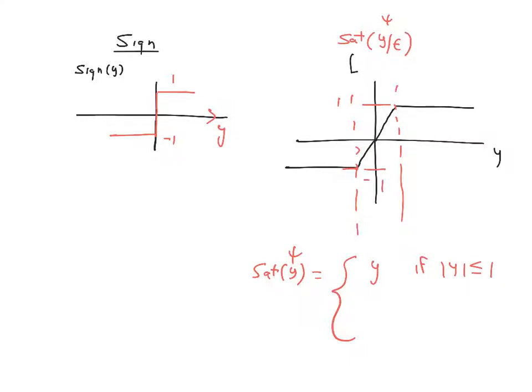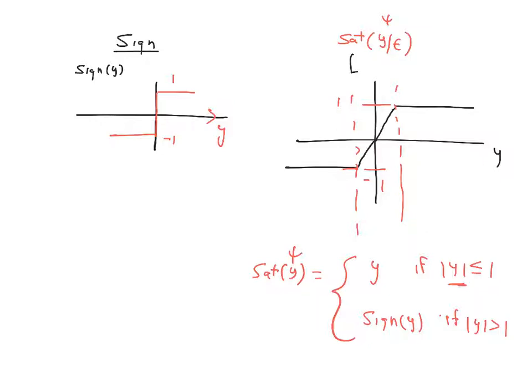So if your values of y are between +1 and -1, the slope is itself, so it's equal to y, right? The value is itself. Otherwise it is sign of y. So that's your saturation function. If the absolute value of y is greater than 1, it is sign of y. Okay, so that's the objective.